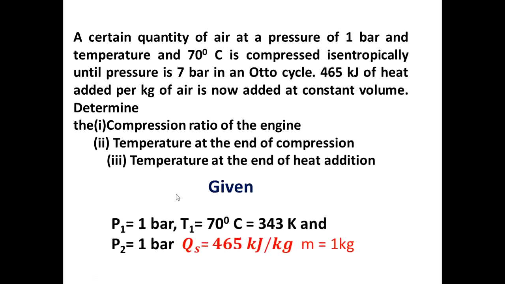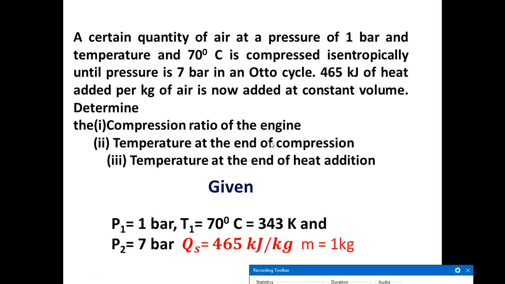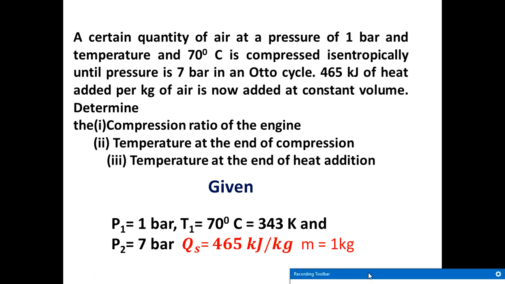The given data are like this. P1 is 1 bar, temperature is 70 degrees Celsius, which you want to convert into Kelvin. P2, after compression, is 7 bar, and the heat supplied at constant volume is 465 kilojoules per kg, since the Otto cycle is a constant volume cycle. Another data is also given here: the mass. You must read the problem properly; in the problem itself they give some hints to solve it. Per kg of air means 1 kg of air.